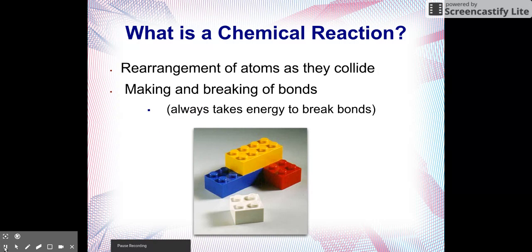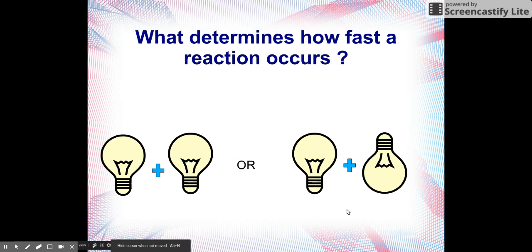Let's review what is a chemical reaction. And I've often used the toy of Legos to represent a chemical reaction because before you can make something with Legos, you first have to take the Lego pieces apart from the project that someone else has made and recombine them. And if you remember from the energy unit, we learned that it always takes energy to take those Lego pieces apart, which is to break bonds.